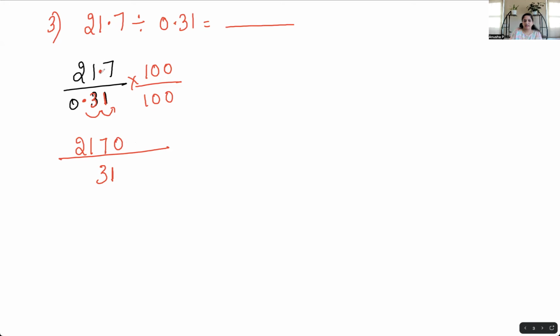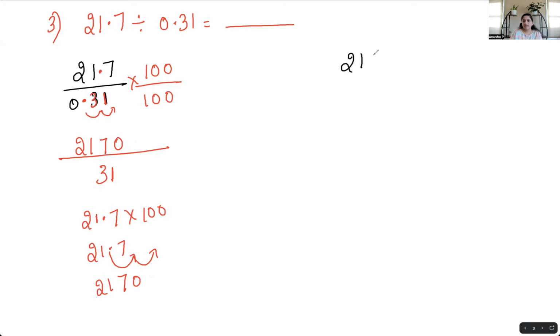For the second, see, 21.7 times 100, right? So we have to move the decimal point two places to the right. Because we don't have any number there, you're just writing 2170. Now we will do the division.